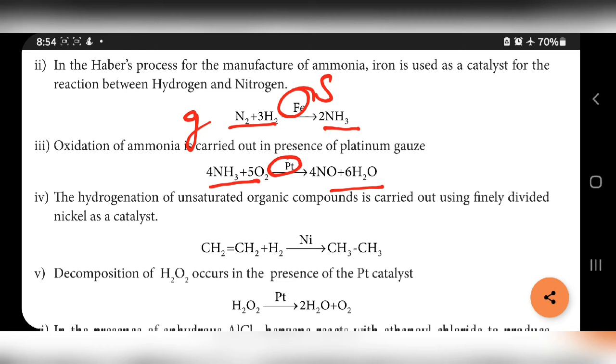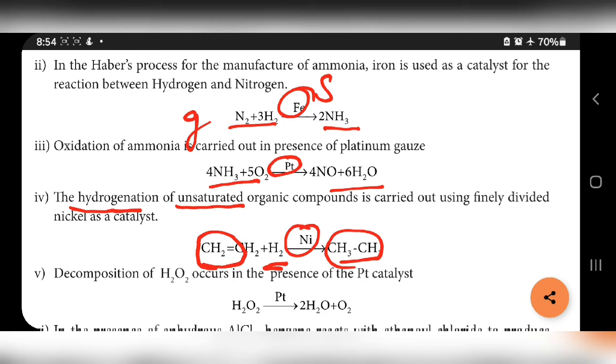Hydrogenation of unsaturated organic compounds: ethylene is converted into ethane. If a double bond is present, that is called unsaturated. Hydrogenation means addition of hydrogen. So hydrogenation of an unsaturated organic compound is carried out using nickel as a catalyst. Here also all are gases, and the catalyst is in the solid state. So this is also an example of heterogeneous catalysis.